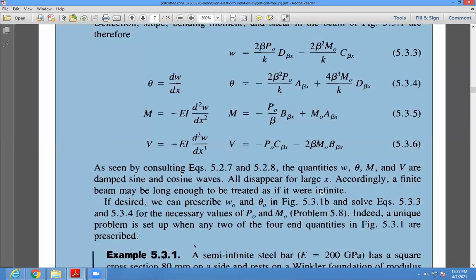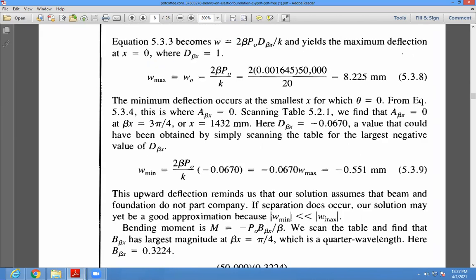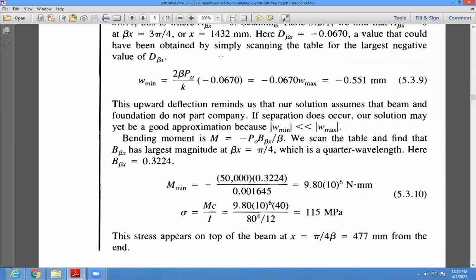Okay, so next line as the equation we have written. Next line, as a beta x equal to 0, M is equal to minus P naught b beta x by beta. M is equal to minus P naught b beta x by beta.